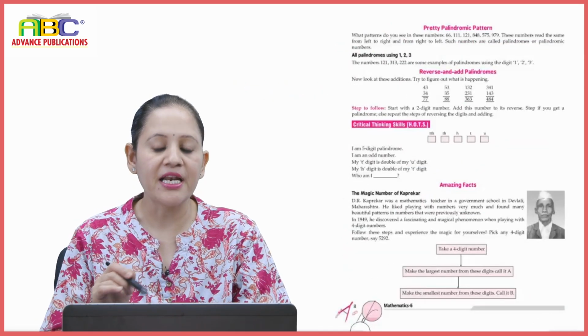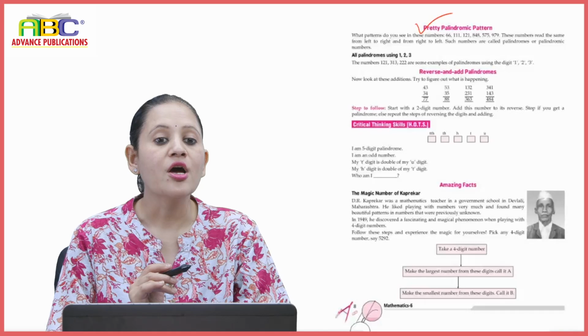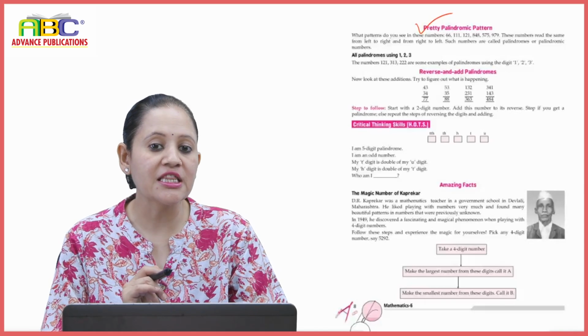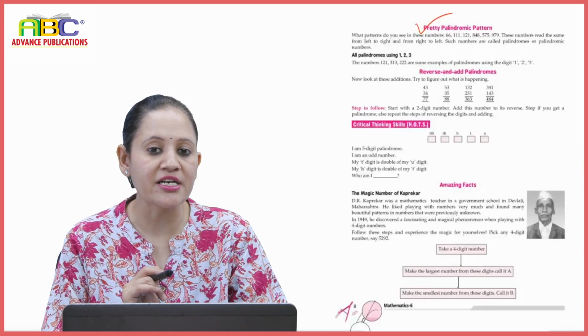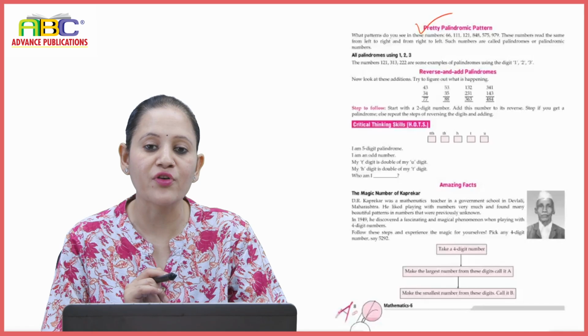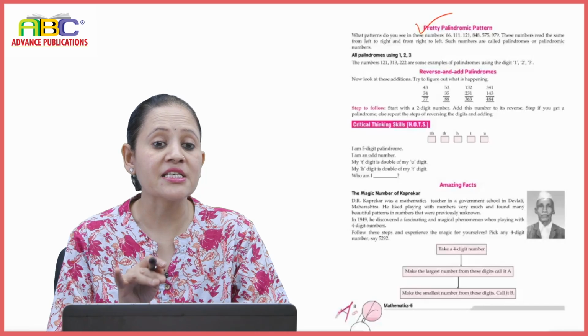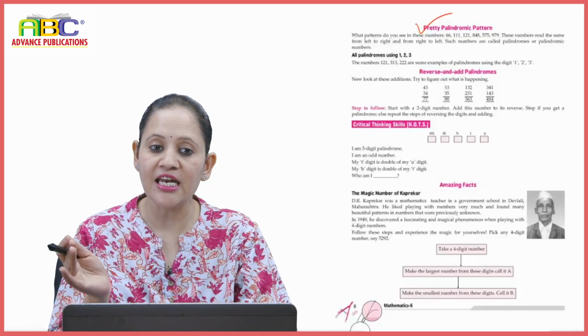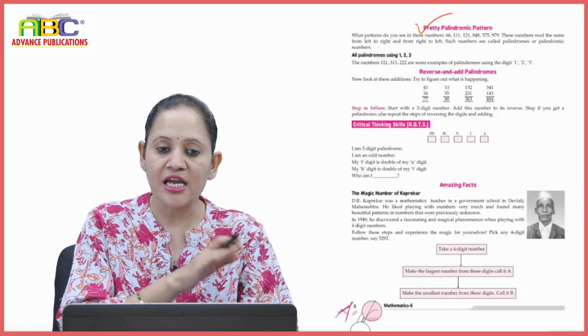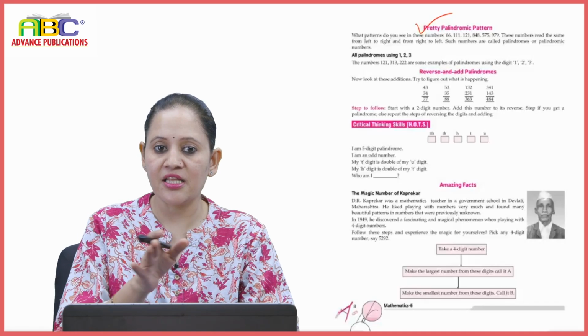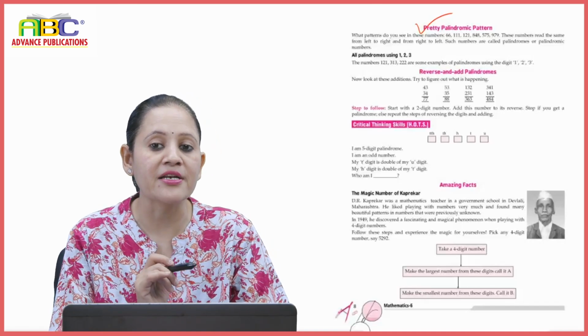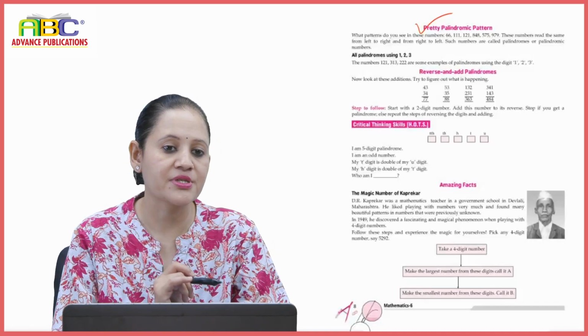Next, pretty palindromic patterns. What patterns do you see in these numbers? 66, 111, 121, 848, 575, 979. So आपको कोई पैटर्न दिख रहा है इस नंबर पे? These numbers are same from left to right and right to left. चाहे हम आगे से उसको पढ़े या पीछे से, they are same. Such numbers are called palindromic numbers or palindromes.